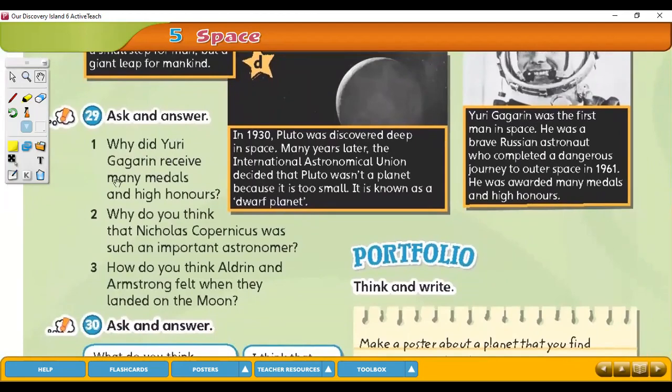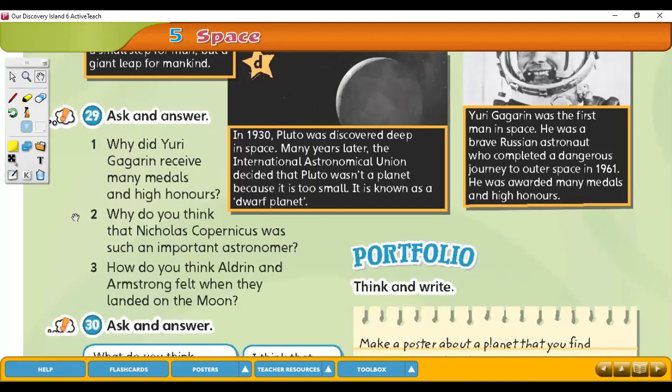Okay, here we have some questions. Why did Yuri Gagarin receive many medals and high honors? Why do you think? What was his contribution? He was the first man in space ever, and he completed a dangerous journey in outer space in 1961. Number 2, why do you think that Nicholas Copernicus was such an important astronomer? What did he discover? What was the thing that he first discovered? Yes, he was the first man to discover that the sun does not move. It's the other planets that move or rotate around it.